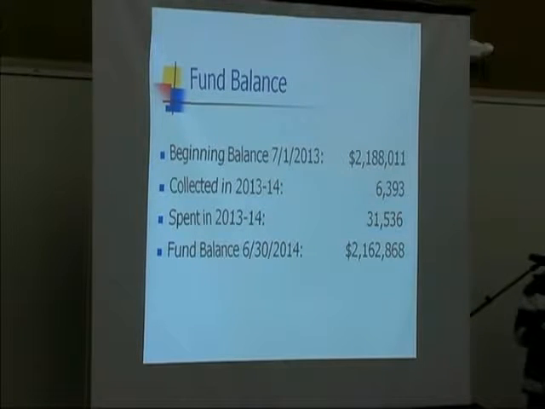So, something stuck out to me here. If we have a balance of 2.1 million and we're collecting 6,300 a year, is that typical? For last year. What's typical that we collect? Well, the year before, we collected over $1 million. So the numbers can change from year to year.